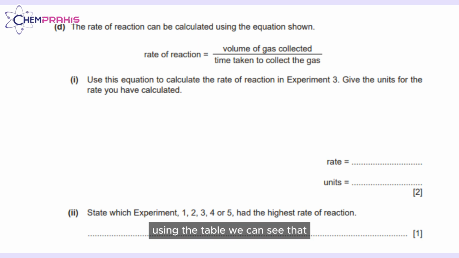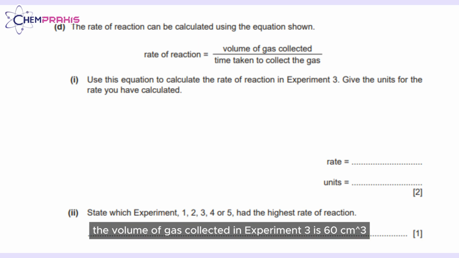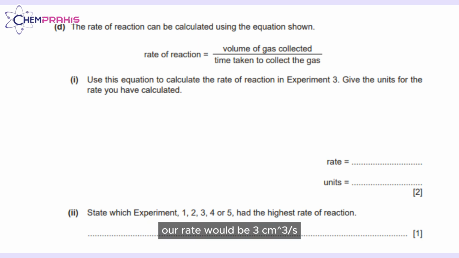Using the table, we can see that the volume of gas collected in experiment 3 is 60 cm³, and the time taken to collect the gas is 30 seconds. So, substituting these values into the equation, our rate would be 3 cm³ per second.